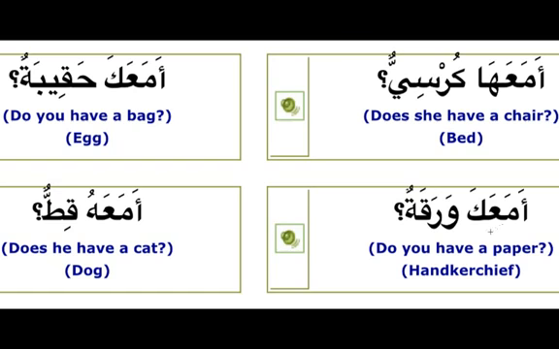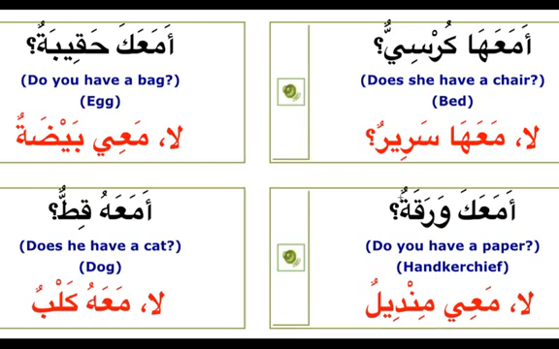Ama'aka waraqatun? Do you have a paper? La, ma'i mindilun, I have a handkerchief. Ama'ahu qittun? Does he have a cat? Who is him? So, does he have a cat? I say la, ma'ahu kalbun. So these are the answers. Just write and practice. This is what we've learned today.